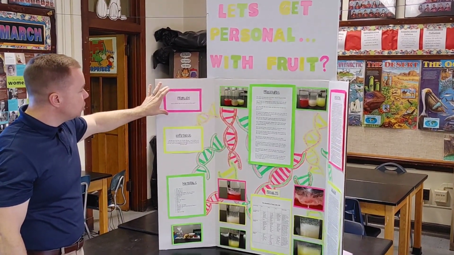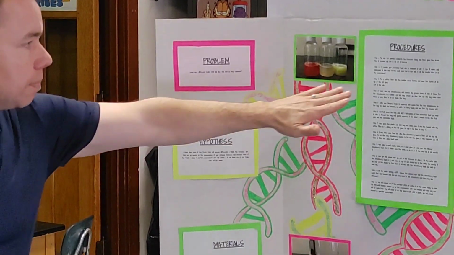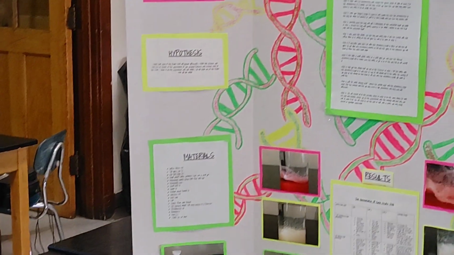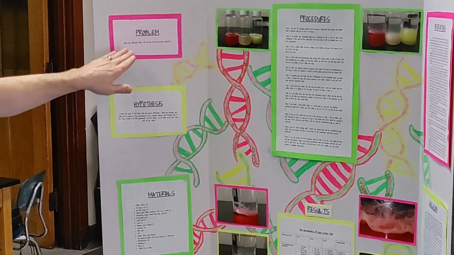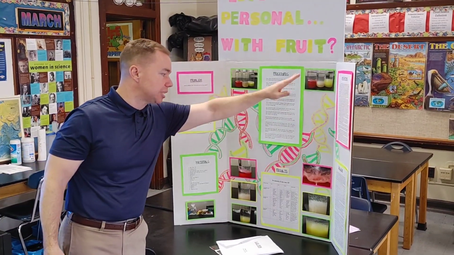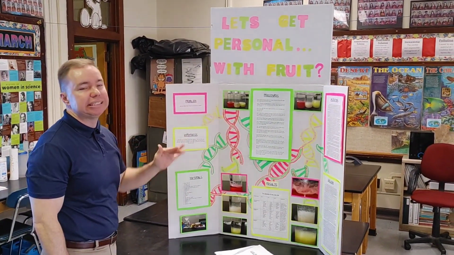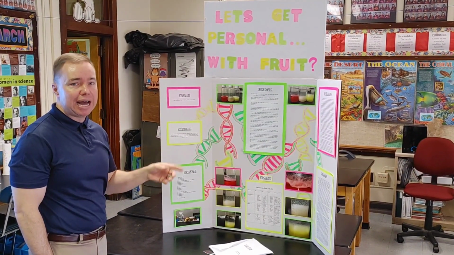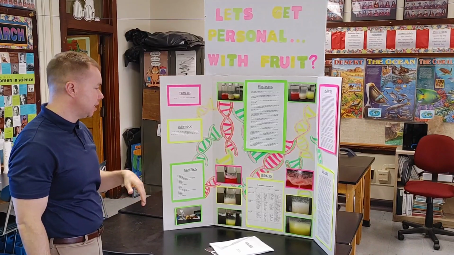Now, look how she typed everything. She cut it out, and then she put border behind all of her sections. Notice how each section is titled, okay? Problem, hypothesis, materials, procedures, results, observations, conclusions. Notice also how each title is the same font, size, and style, okay? You don't have different font sizes, you have different titles.